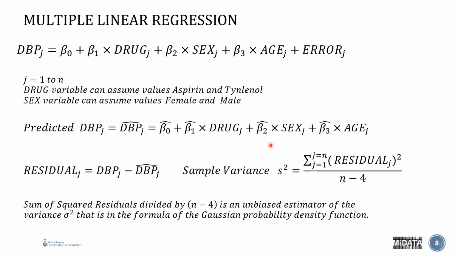Now in this case, because we've added another 2 predictors to our equation, drug and sex, when you calculate the residual, which as we said previously is the observed value minus the predicted value, when you calculate your sample variance, your residual is estimating how many? 1, 2, 3, 4 parameters. And for that reason, you divide by n minus 4.